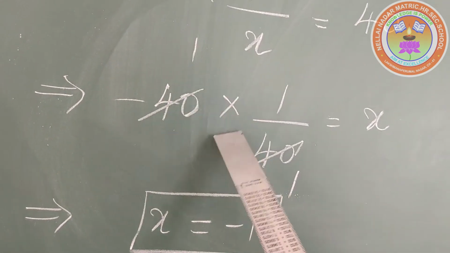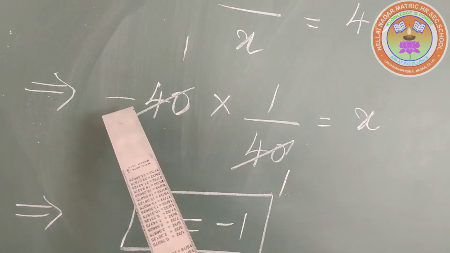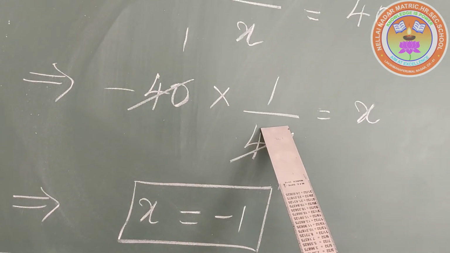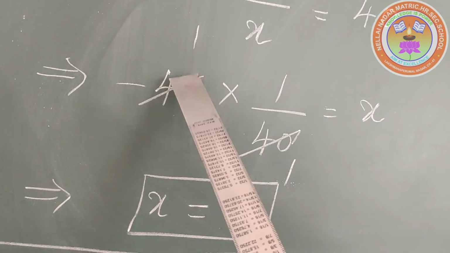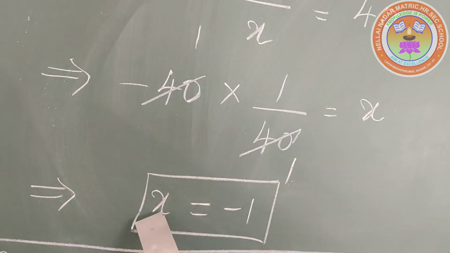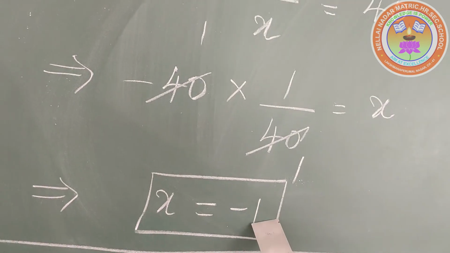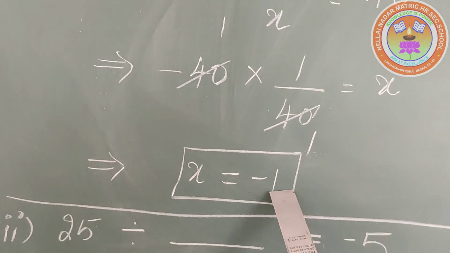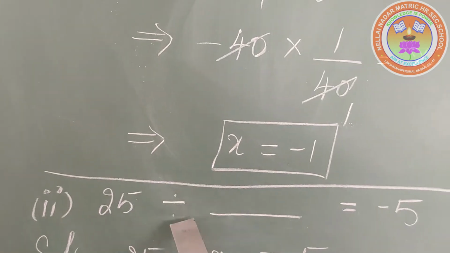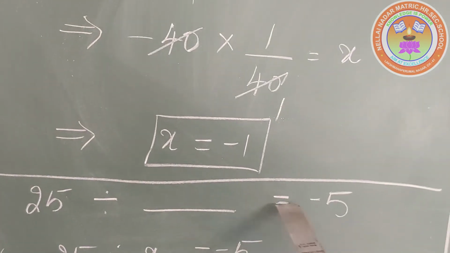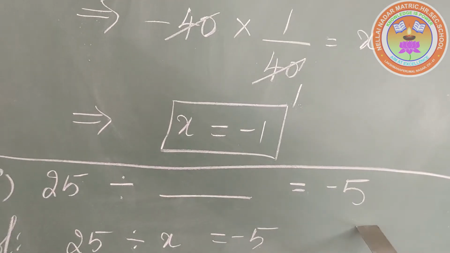Minus 1 into plus 1. What is it? Minus into plus becomes minus, and there is only 1. So the value of x is what? Minus 1. Understood? Yes. Now the second sum: 25 divided by a blank is equal to minus 5.